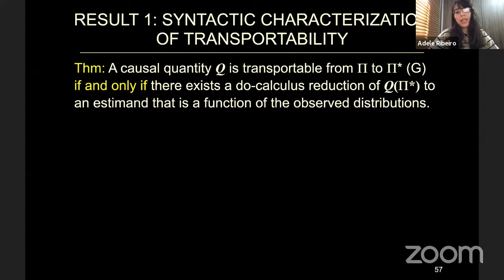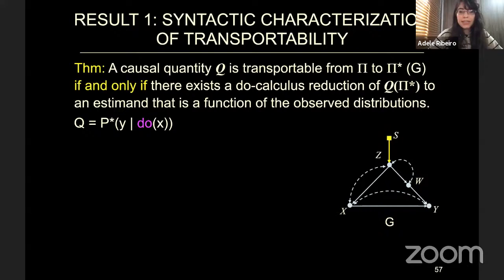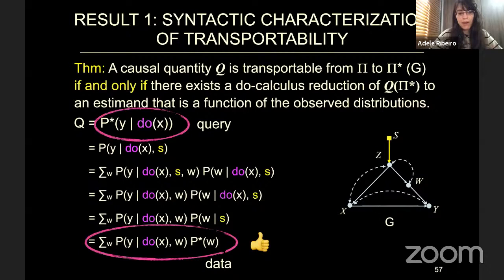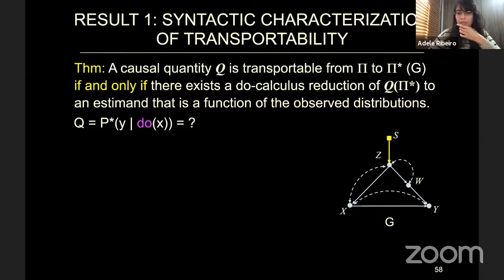Just an example here. Suppose that this is the causal graph here, then in this case, I have this derivation. You see here that the probability in pi star, we can write this distribution just in terms of the probability in the source domain and the observational distribution in the pi star. That's the pi star here. Now, just observe here the difference between the causal graph. So this is the original one where the effect is transportable.